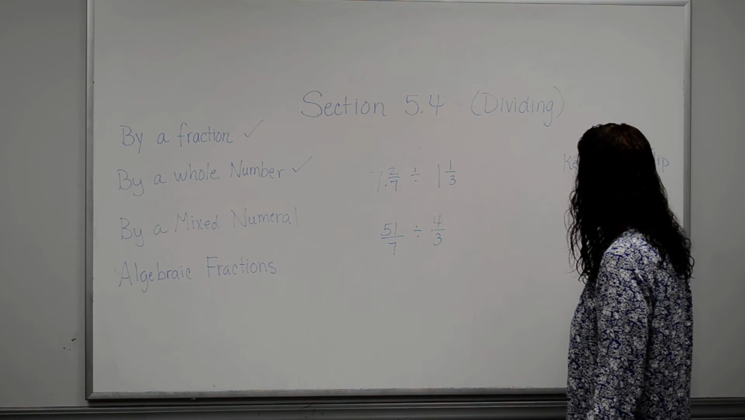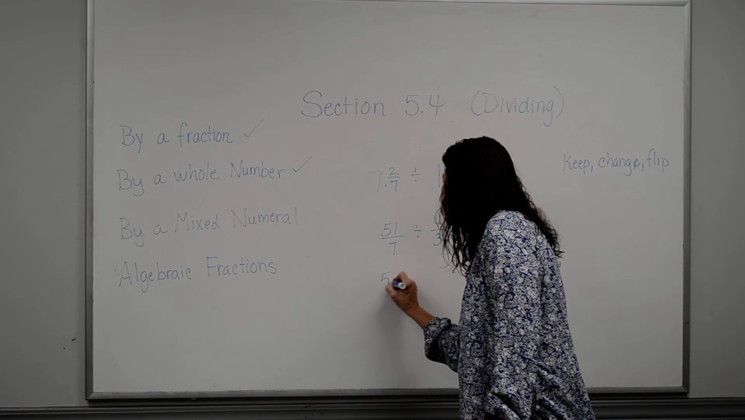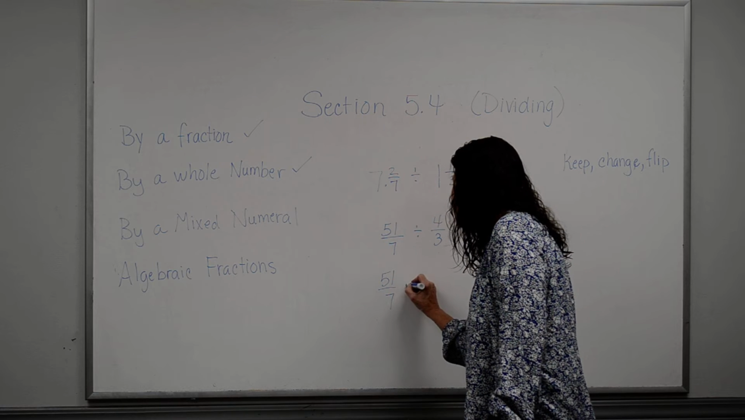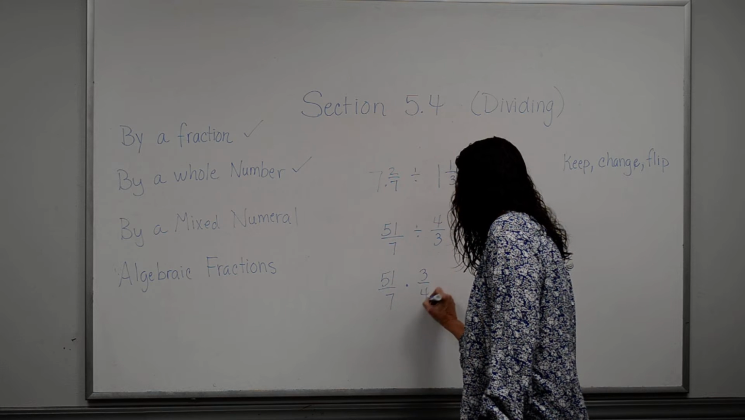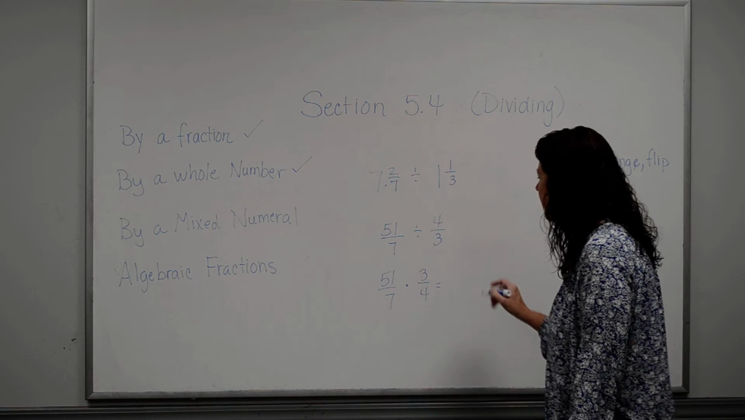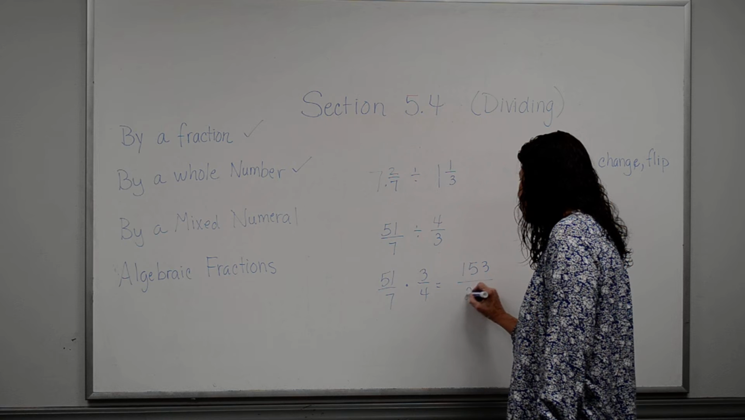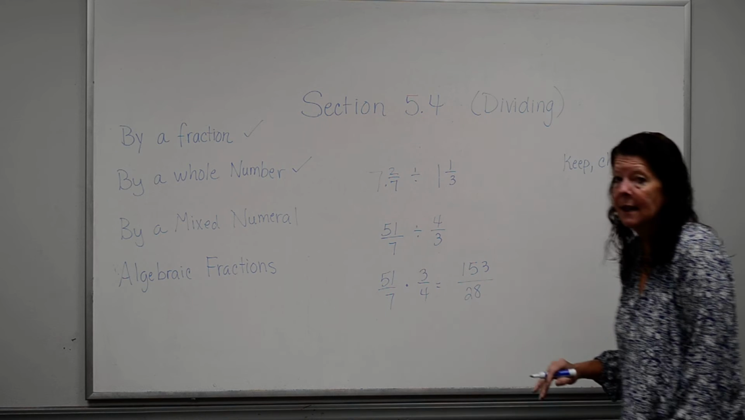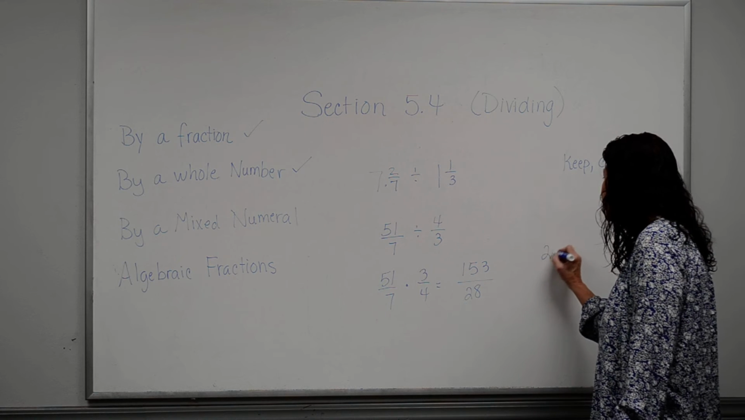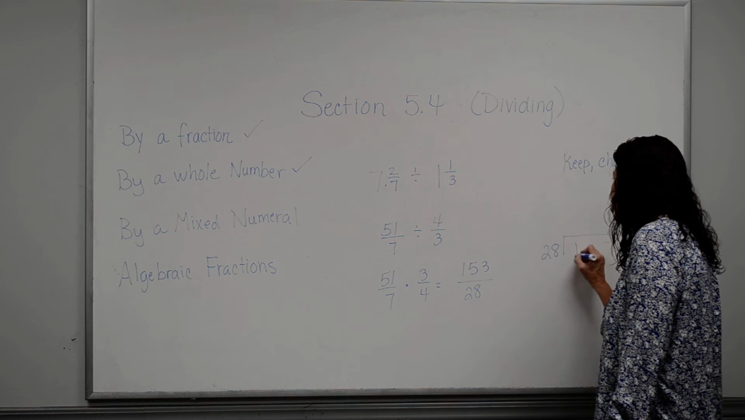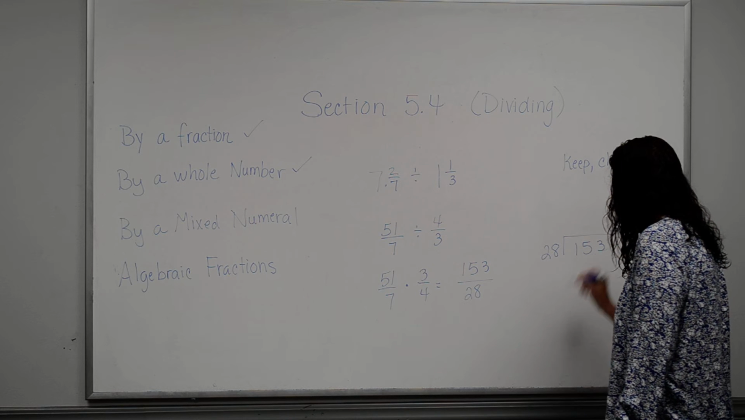So I keep, change, flip. 51 over 7 times 3 over 4. And I'm going to multiply. That's going to give me 153 over 28. Obviously an improper fraction. So now I have to divide 28 into 153.